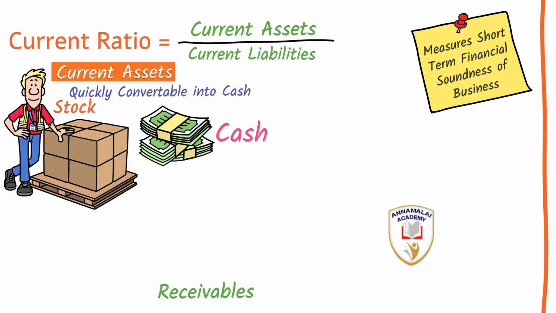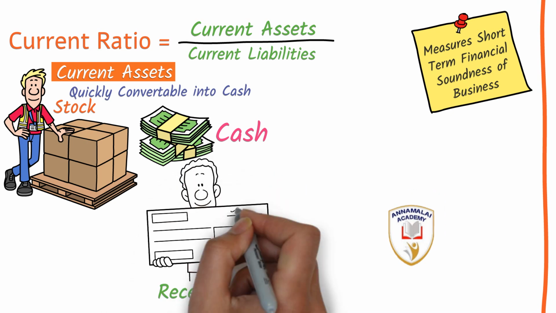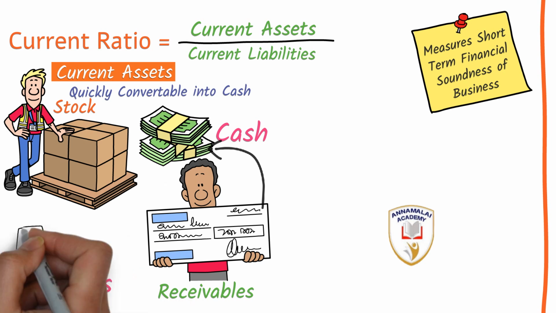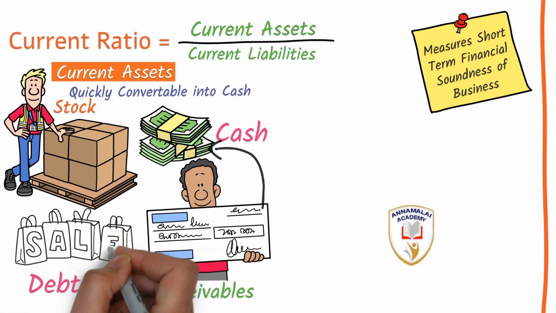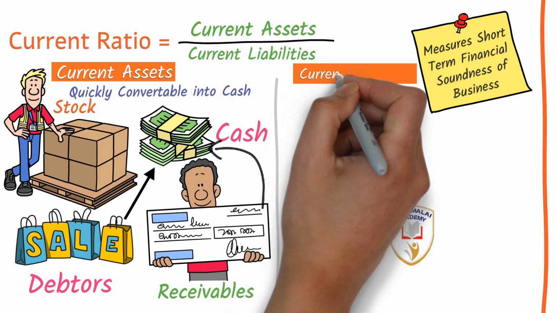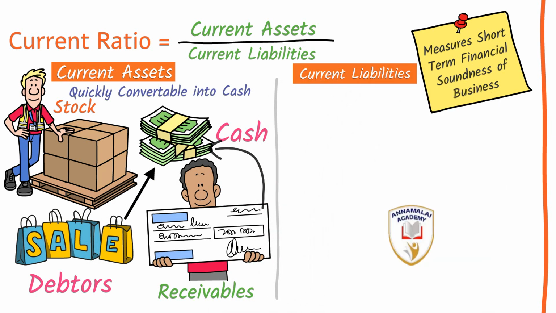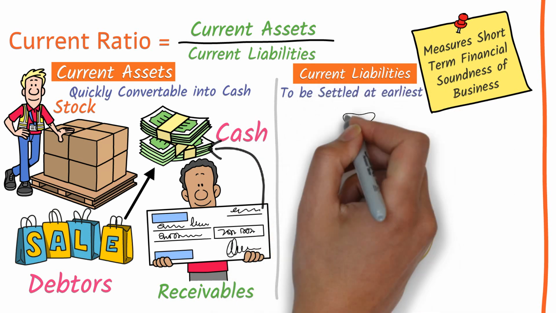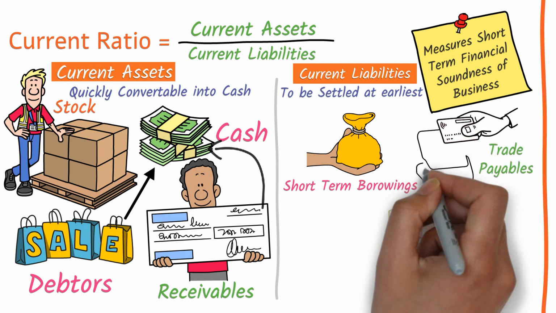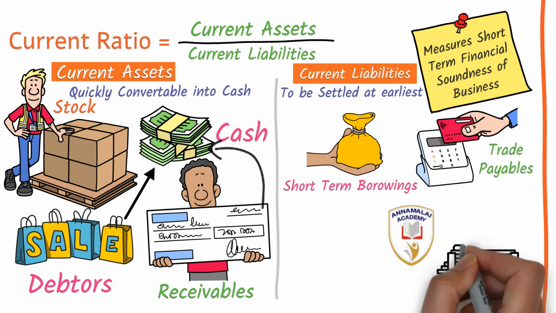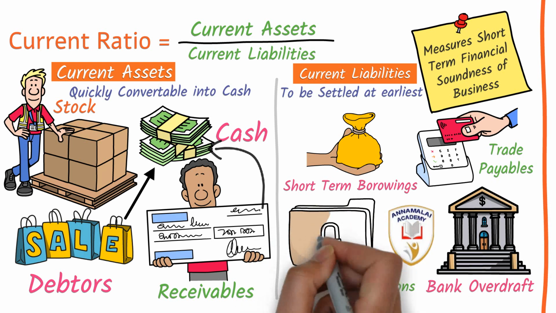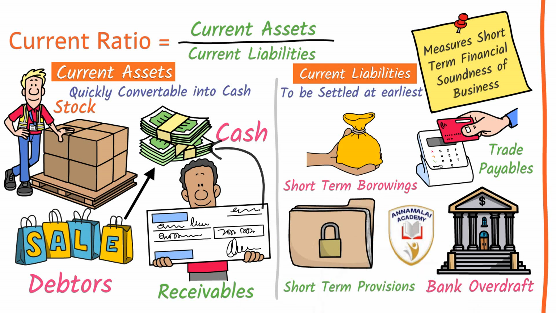Then receivables: you get so many checks, discount them with the bank, you can convert them into cash. Debtors: you made a credit sale, you announce a discount to the debtors and immediately the settlement will be made. Current liabilities are financial obligations that are to be settled immediately: the short-term borrowings, the trade payables, who have supplied the material to you and the company has to pay them, the bank overdraft, and short-term provisions. These constitute the current liabilities.